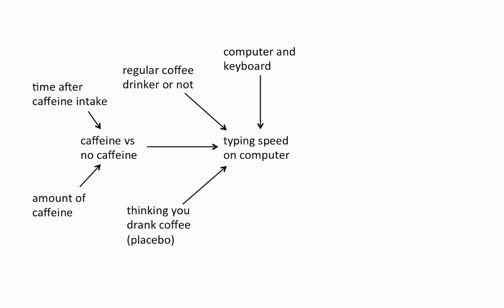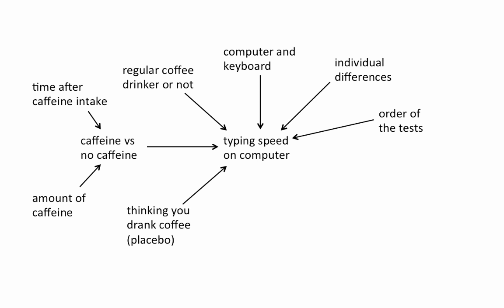Okay, other things that might affect the result that we need to be careful about: computer and the keyboard. So we make sure everyone uses the same type of computer, same type of keyboard. Individual differences. Some people naturally will type faster than other people. So the best way to control this is to have each person do both the caffeine and the no caffeine tests.